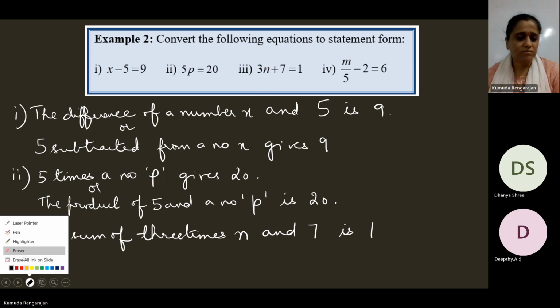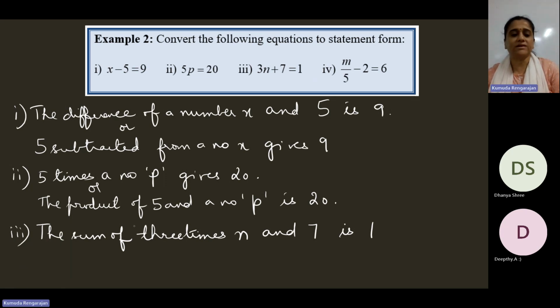Correct. After more than, whatever you say after more than, that you should write first. So what is first here? 3n. So you must say 7 more than 3 times n is 1. More than, okay, see here.